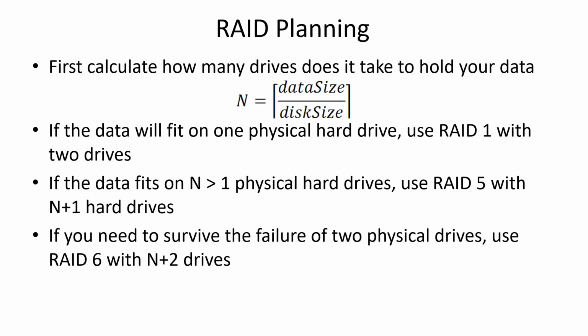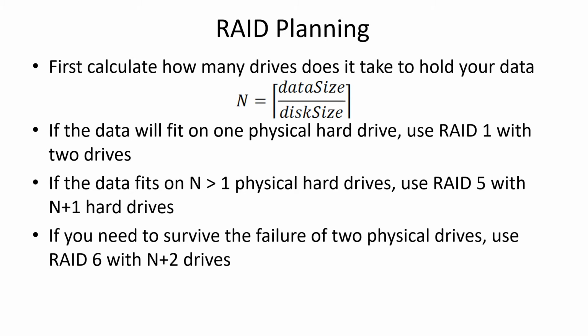The general strategy for figuring out which RAID system and how many disks is to first figure out how much data you have: how many records, and how big is each record. Then divide that by your disk size to figure out how many disks it takes to hold the data. Make sure you round up because you can't have half a disk.